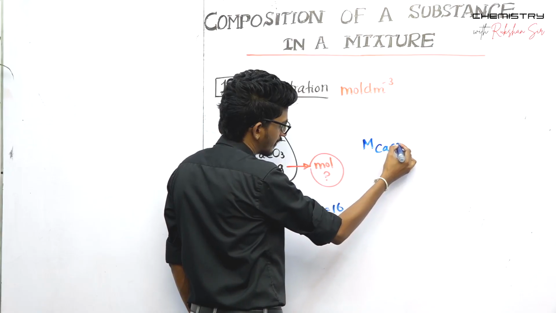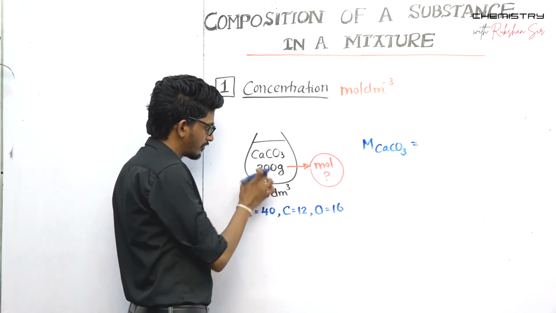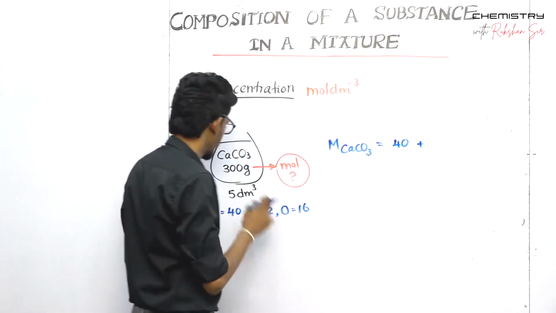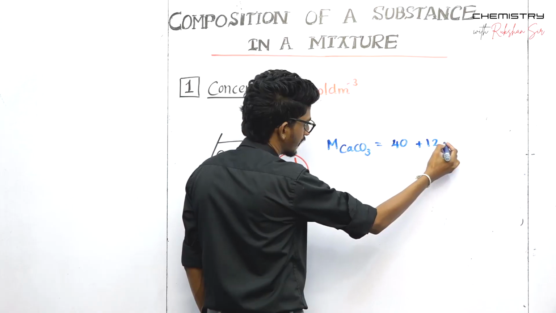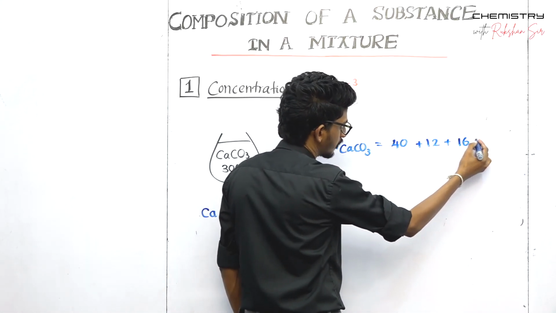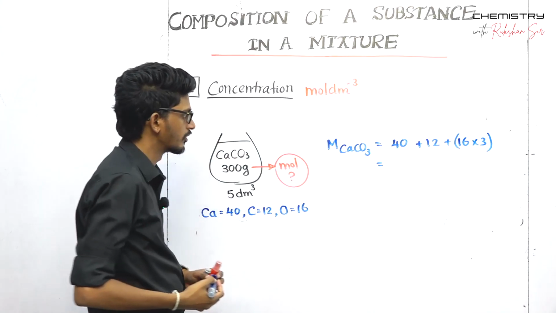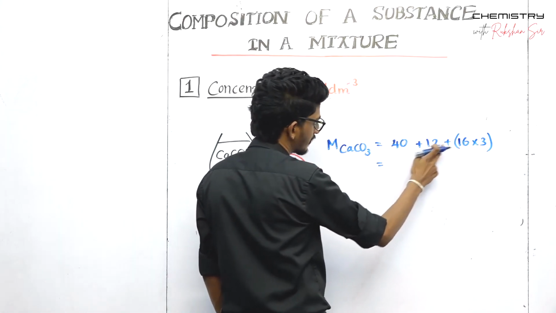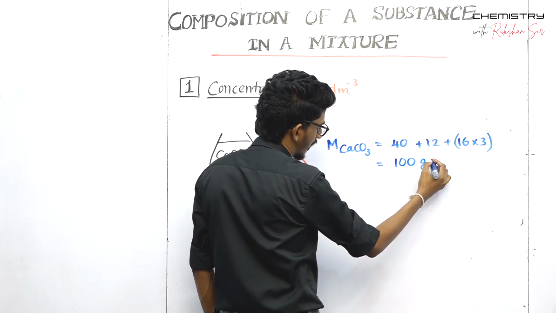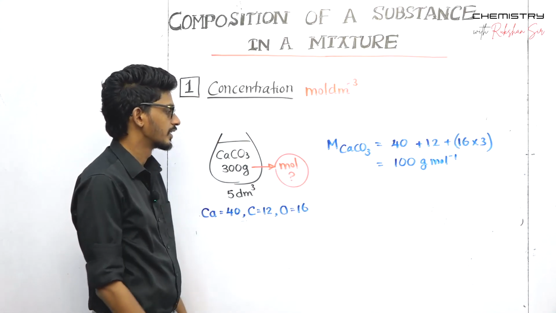The molar weight of calcium carbonate is equal to 1 calcium, so 40, plus 1 carbon, 12, plus 3 oxygen, so 16 times 3. This gives you the g mol^-1 value of calcium carbonate. Adding these gives you 100. So 100 g mol^-1 is the molecular weight of calcium carbonate.